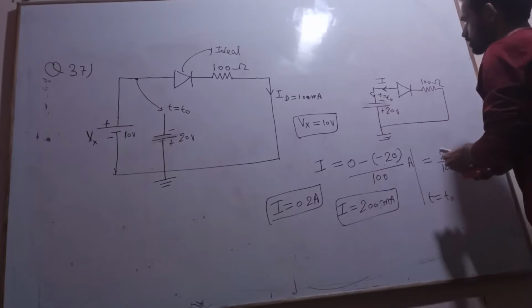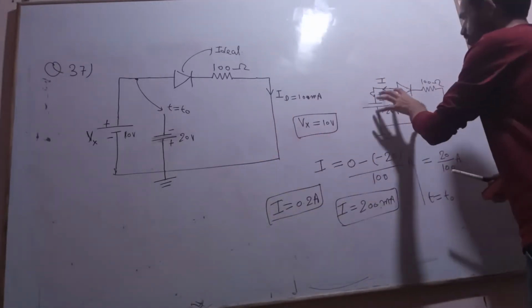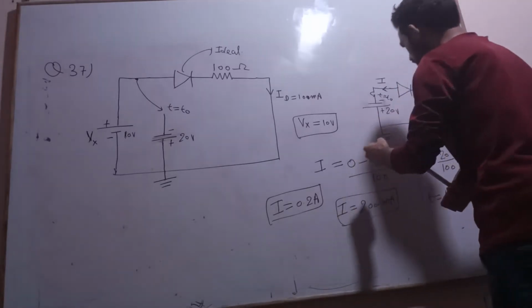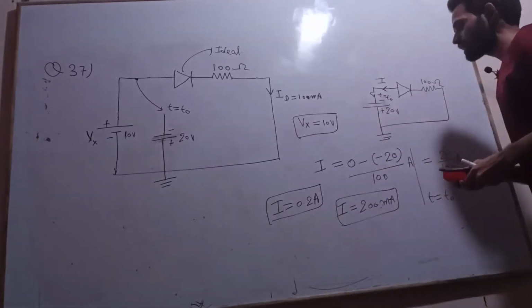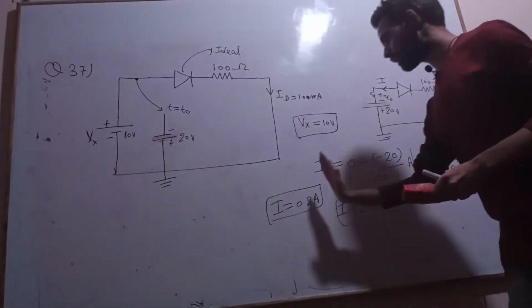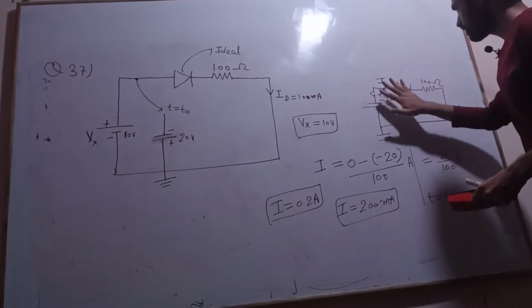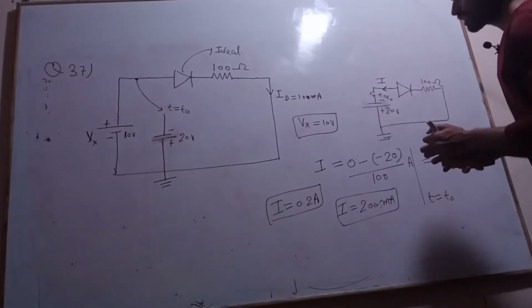Why? Because of minority charge carrier storage. Yes, there is minority charge carrier storage in the diode. To reverse back that minority charge carrier storage, it will take some time to come back to zero, so that this diode will become reverse biased.